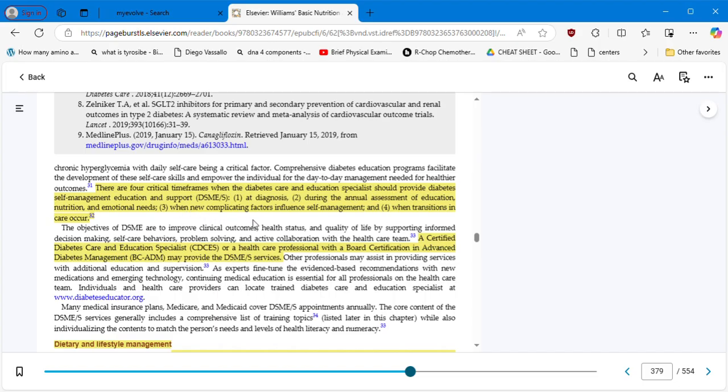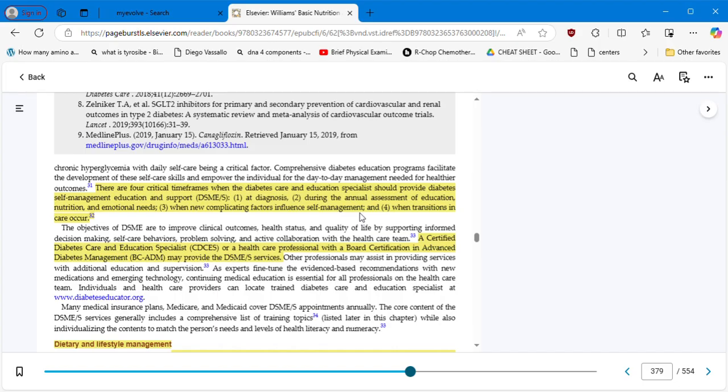Number three, when new complications factors influence self-management. Right now, for example, let's say a patient says, oh, I feel like I'm having palpitations and now I'm having problems with my vision. Now it's time to educate more and more.